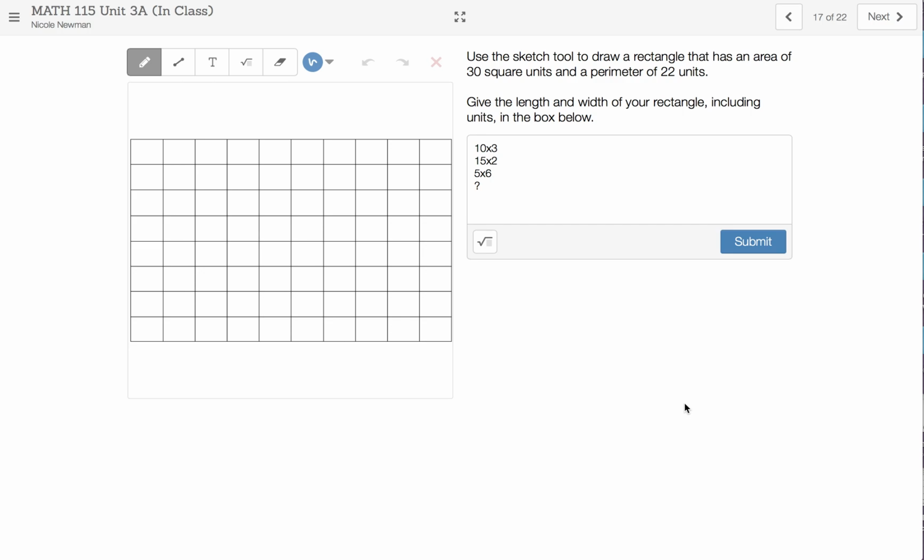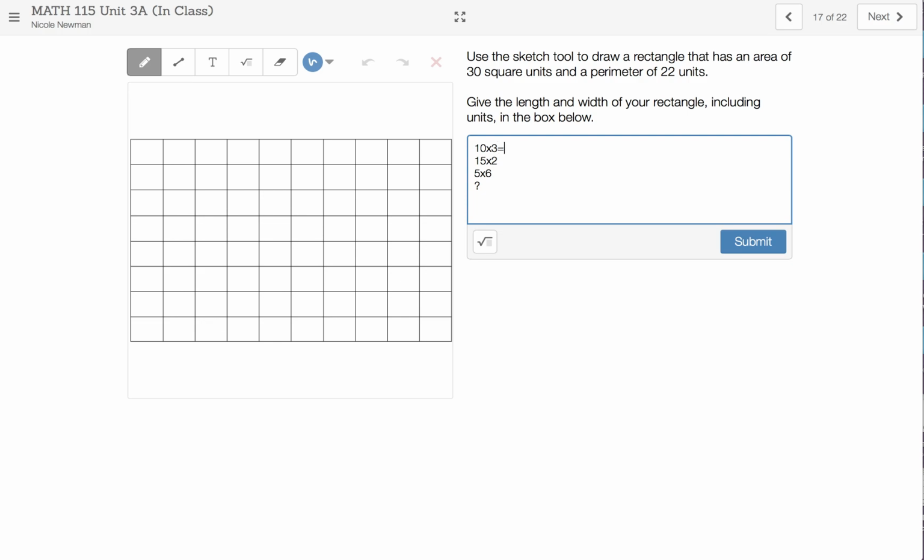Sketch tool. I'd like a rectangle that has an area of 30 and a perimeter of 22. I think this is best done by guess and check, and I would start with the area if I were you. If we had a rectangle that measured 10 by 3, we'd have 30 square units. 15 by 2 also gives us 30 square units. So does 5 by 6, and there are others. But I also want a perimeter of 22.